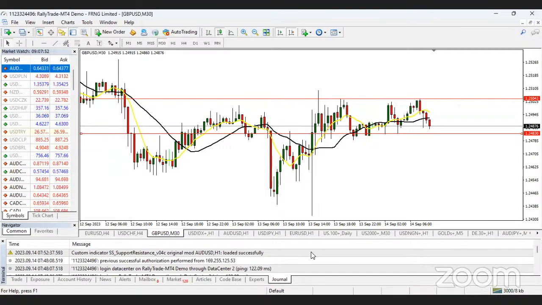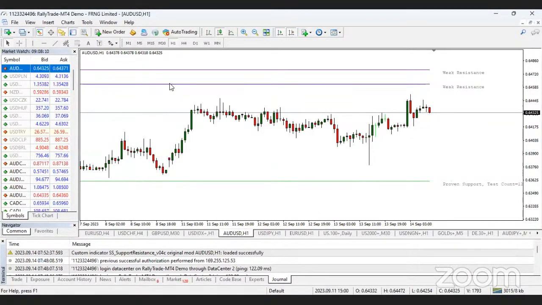But let's bear in mind that for the later part of today, we have another major impact news coming out, which is called the PPI. So most of this analysis is just based on this morning, okay? Yes. So let's move to AUD USD.